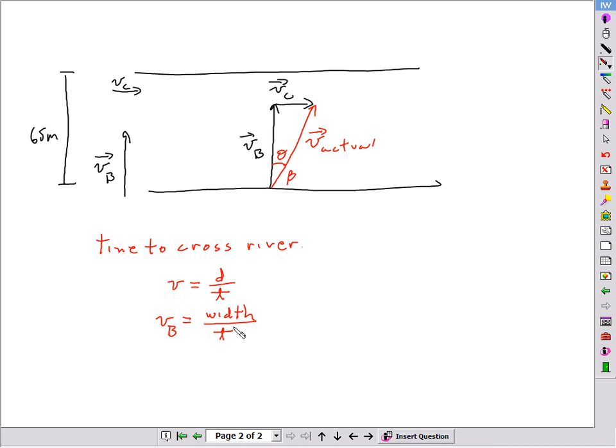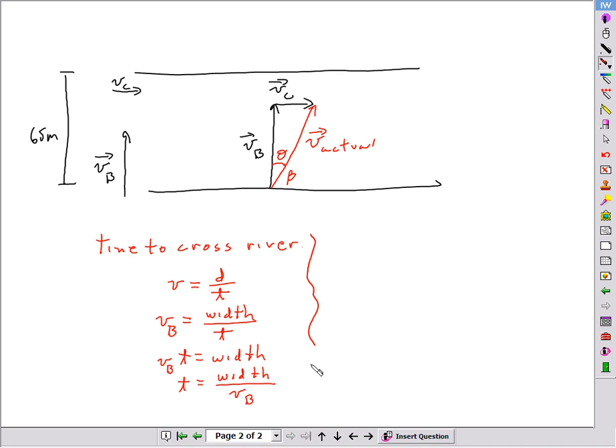Since I'm solving for time and it's in the denominator, the first thing I'm going to do is multiply both sides by T, and then I'll divide by the speed of the boat in still water. So if I want to find out how long it takes me to cross the river, I would divide the width of the river by the speed that the boat is capable of going in still water.